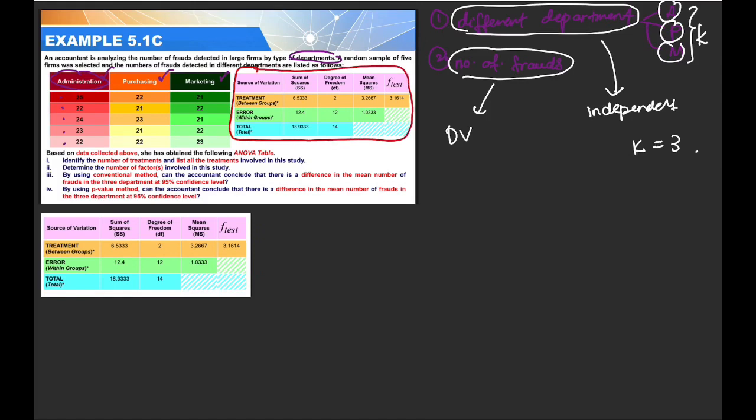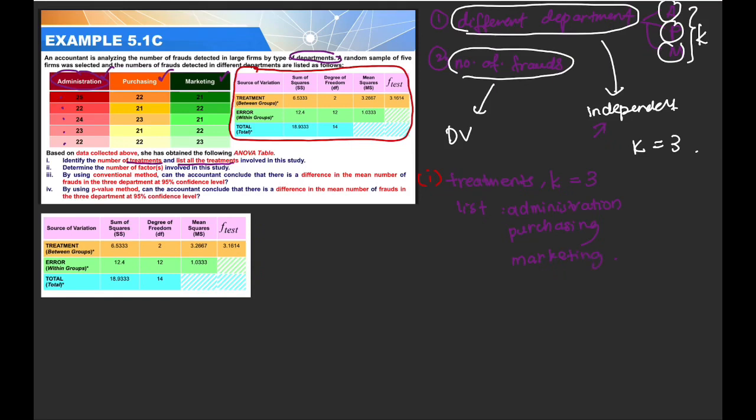Look at number 1. Identify the number of treatments and list all the treatments. Treatments, denoted by K, come from your independent variable. We have administration, purchasing and marketing, so treatments equals 3. List all the treatments: administration, purchasing and marketing.